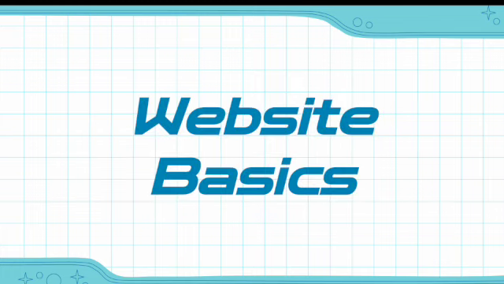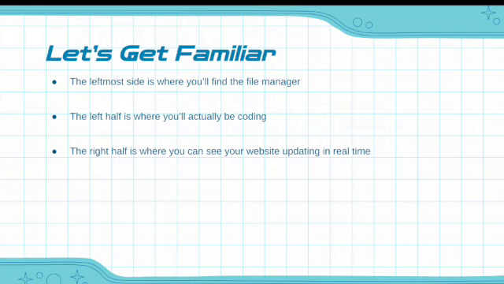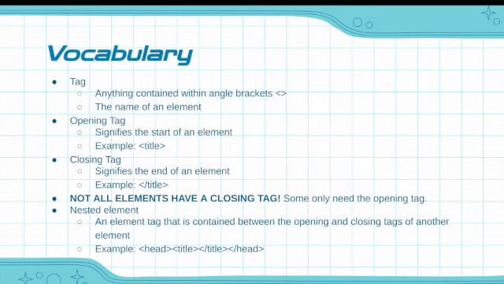So, website basics. The leftmost side of code.org is where you'll find the file manager. The left half is where you'll actually be typing in your code, and the right half is where you see the website updating in real time. Here's some vocab you'll need to know for the following few slides. A tag is anything contained within angle brackets, the less than and greater than signs, and it's also the name of an element.